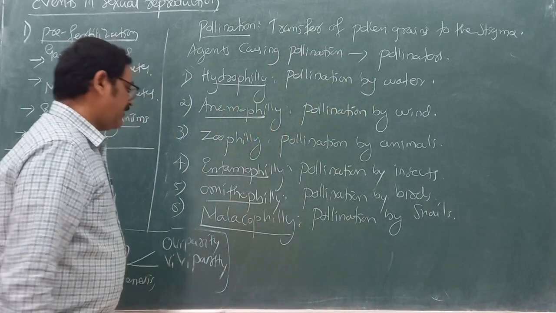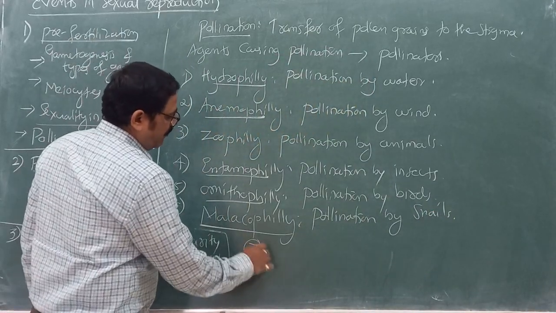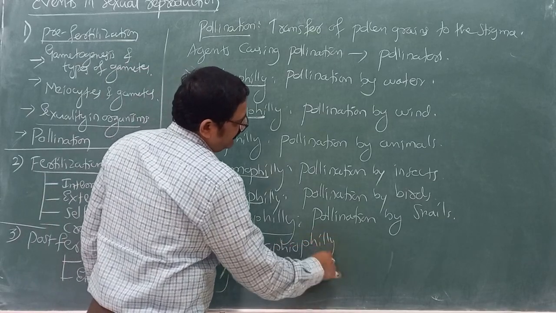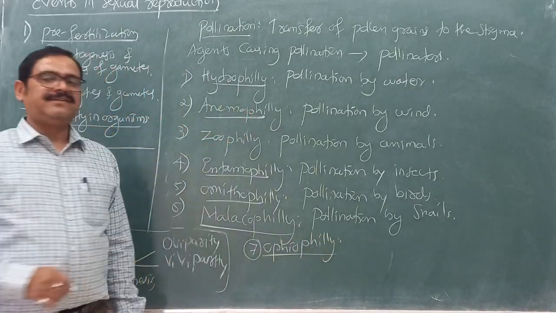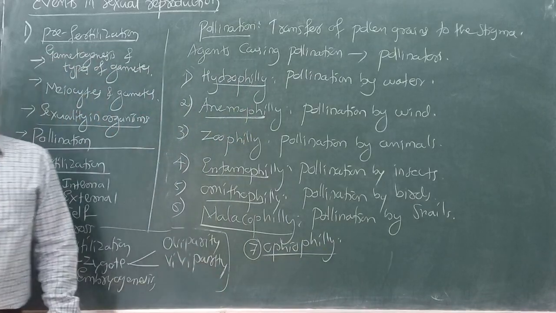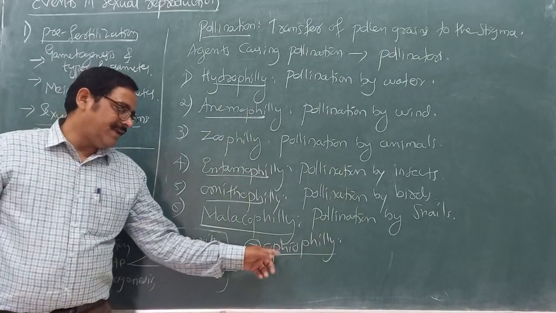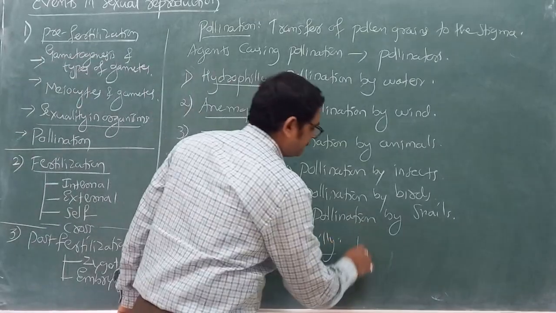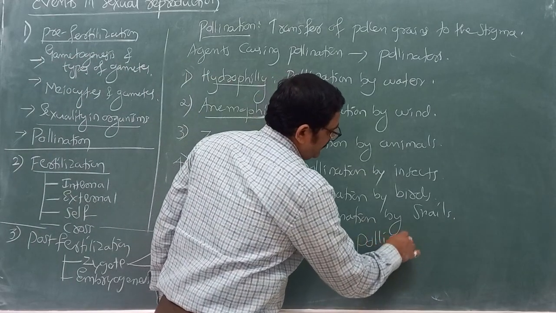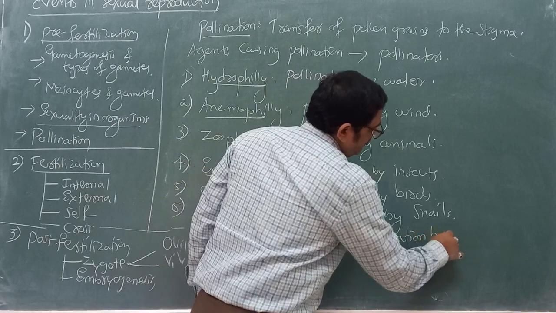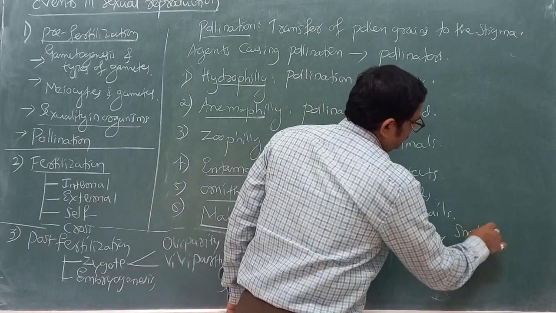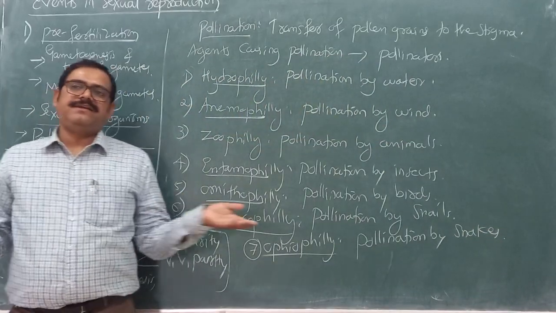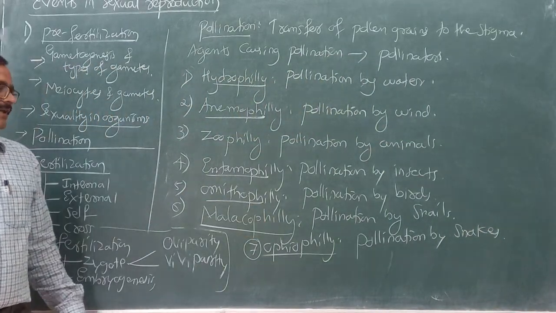Now, there is one more term, ophiophily. What is this? Pollination by snakes is called ophiophily. Because snakes are crawling and moving in the plant here and there, they carry certain pollen grains.